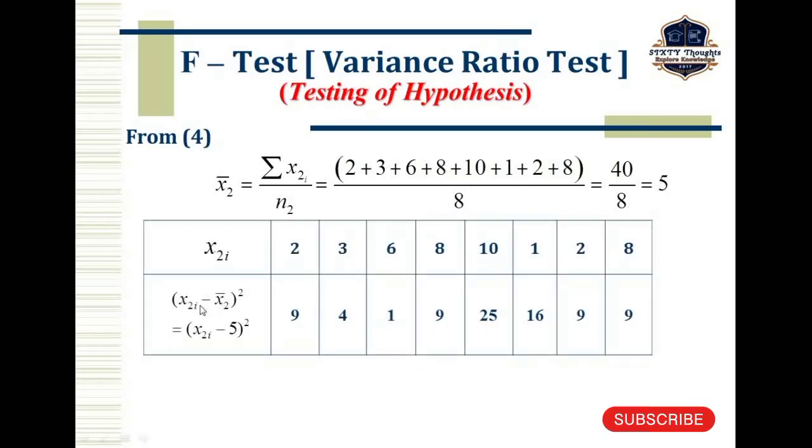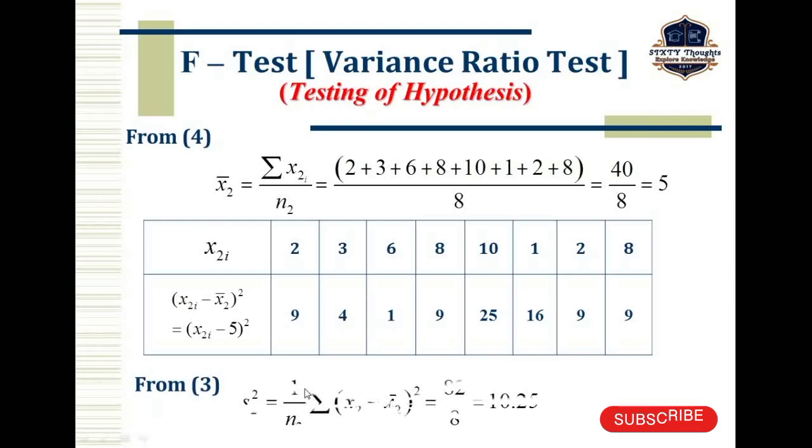Next we find the (x2 minus x2 bar) whole square values. Substituting the first value, 2 minus 5 we get minus 3, whose square is 9. Then the second value, 3 minus 5 is minus 2, whose square is 4. In the same way we get the remaining values. Now s2 square is 1 by n2 sum of (x2 minus x2 bar) whole square. Adding all values we get 82 by 8, that is equal to 10.25. So we know s1 square and s2 square.